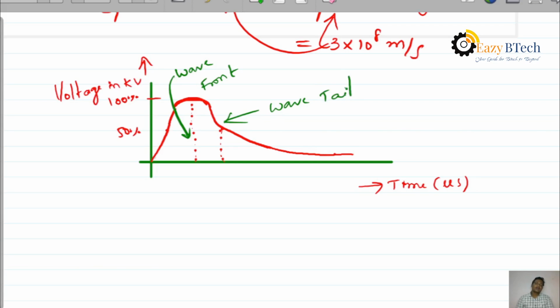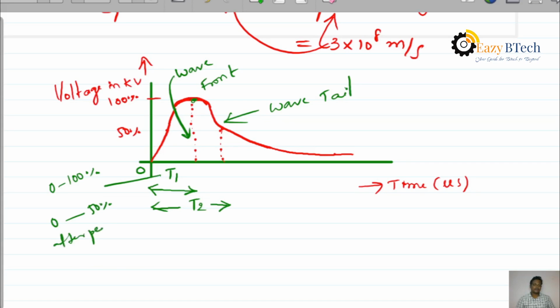The timings are represented with T1. T1 is the time taken by the waveform to reach from 0 to 100%, that is, to reach the maximum value. I am representing another timing, it is T2. T2 is the time taken by the waveform from 0 to 50% after the peak, after reaching the peak.